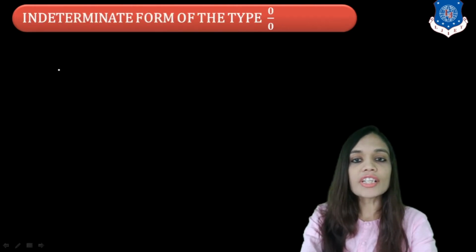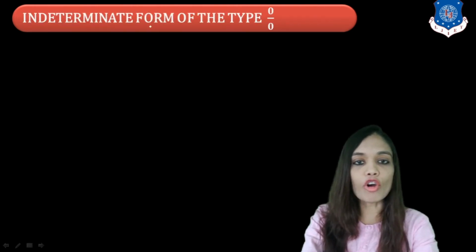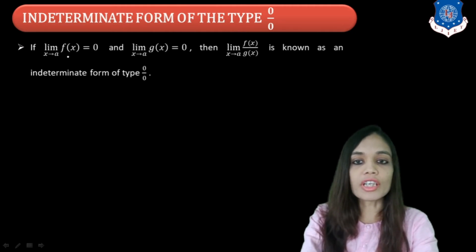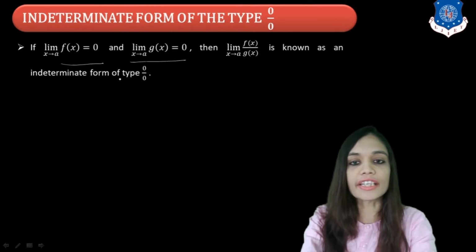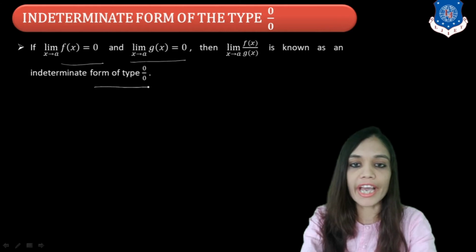Next, we will study indeterminate form of the type 0 by 0. So, if limit x tends to a f of x is equal to 0 and limit x tends to a g of x is equal to 0, then limit x tends to a f of x upon g of x, our quotient function, is known as an indeterminate form of the type 0 by 0.